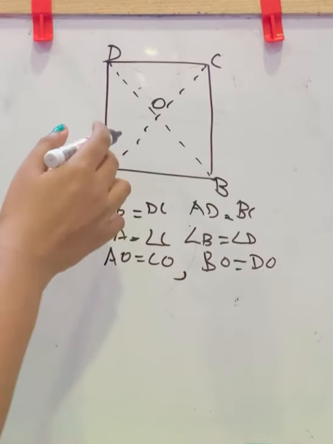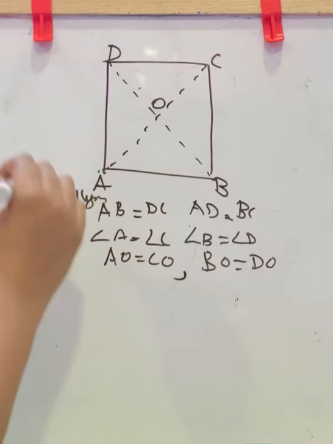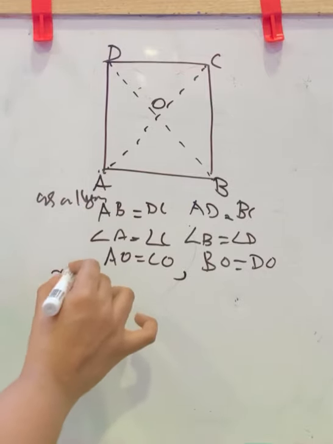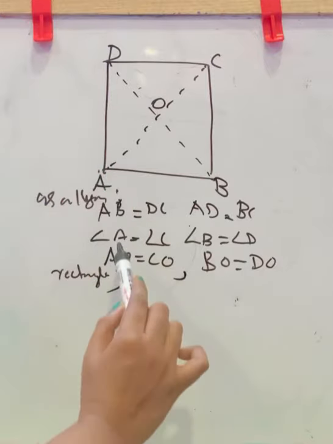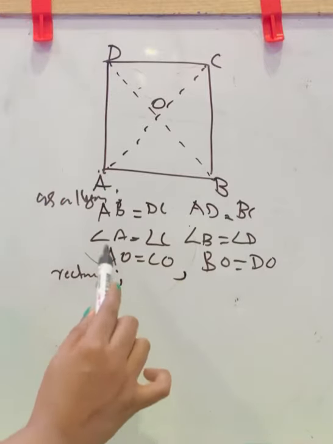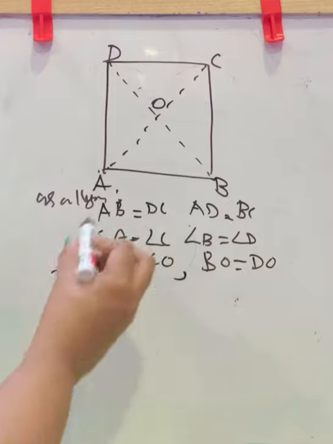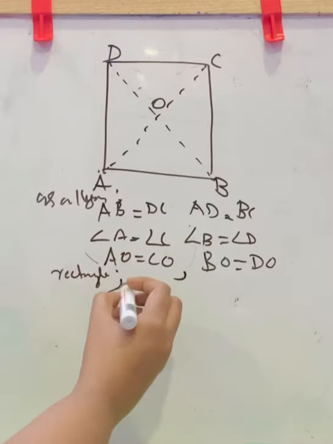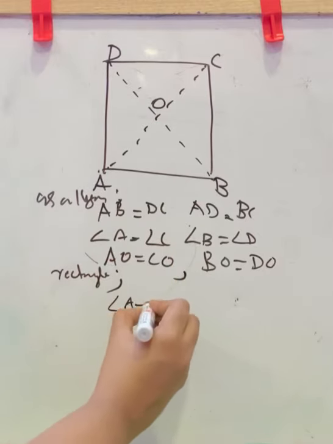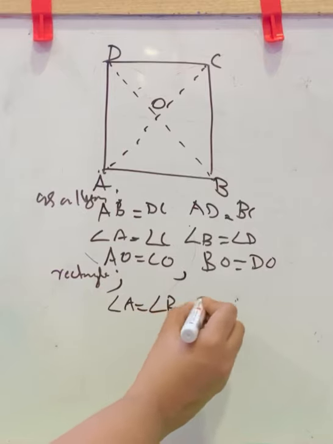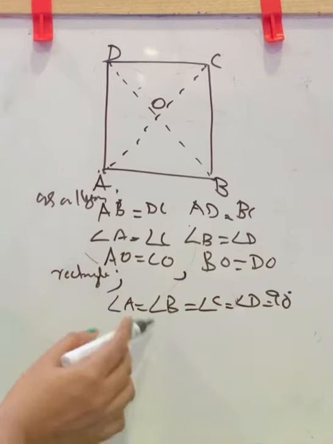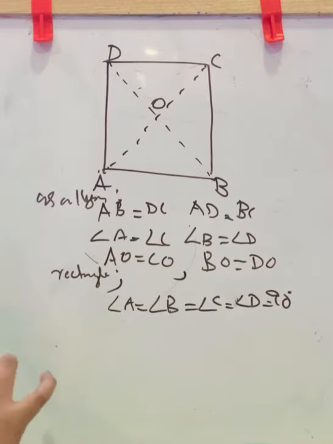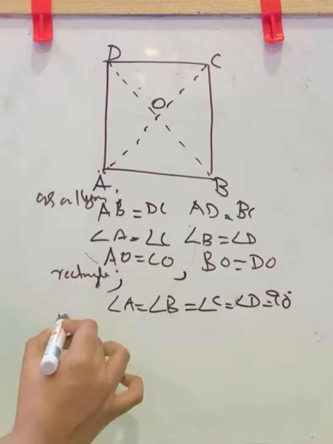Now the square has all the properties of a rectangle too. Rectangle is a parallelogram, so all these properties are satisfied as a rectangle too. Now the extra property is that all the angles are 90 degrees. So that is the extra property other than the parallelogram. Now the next.